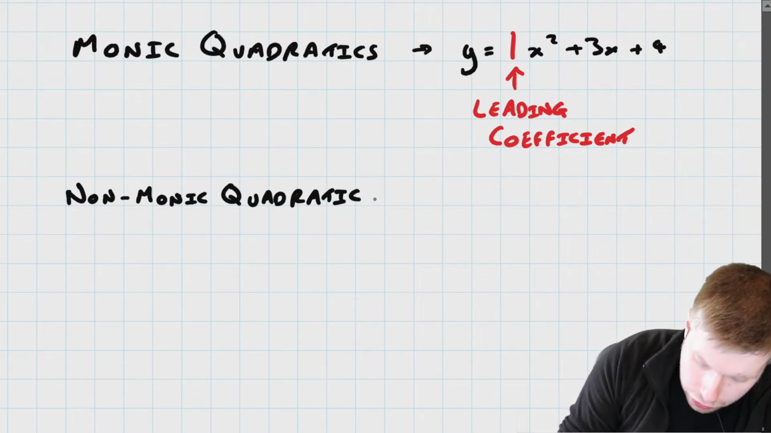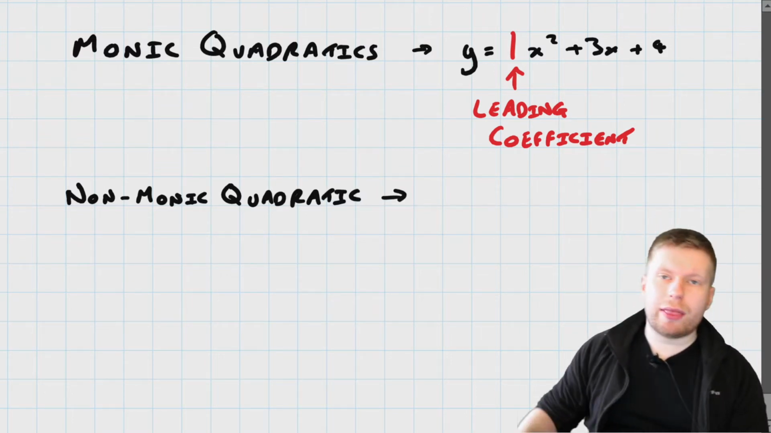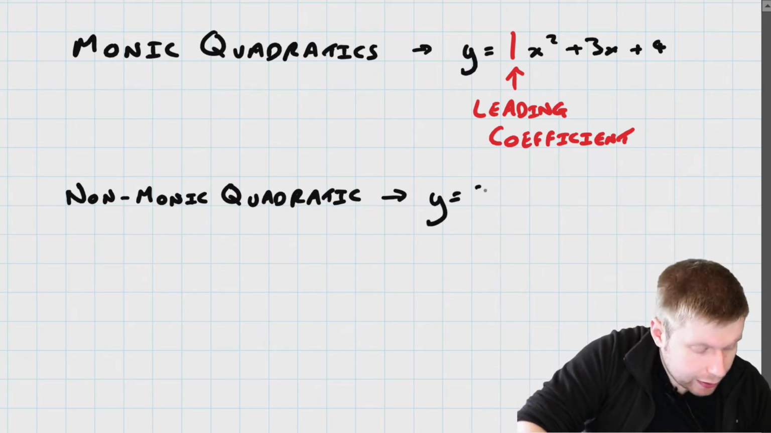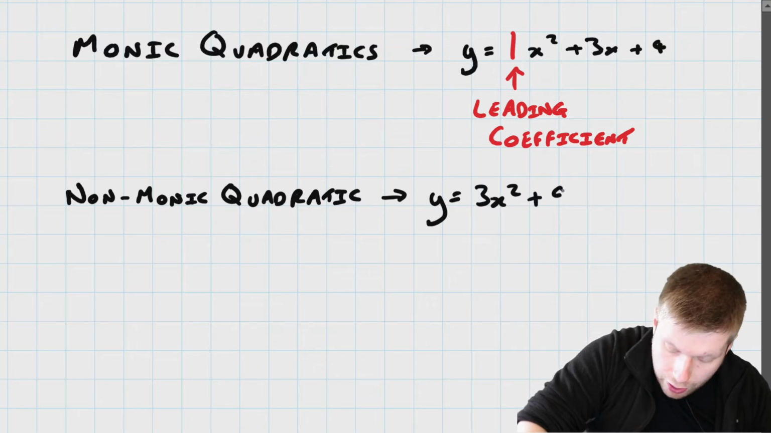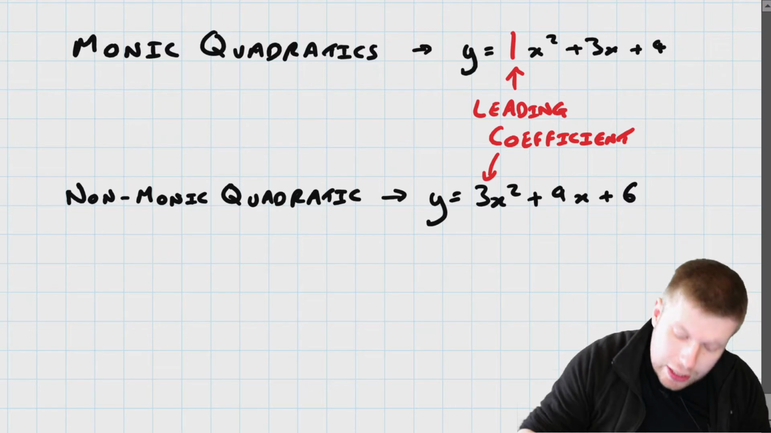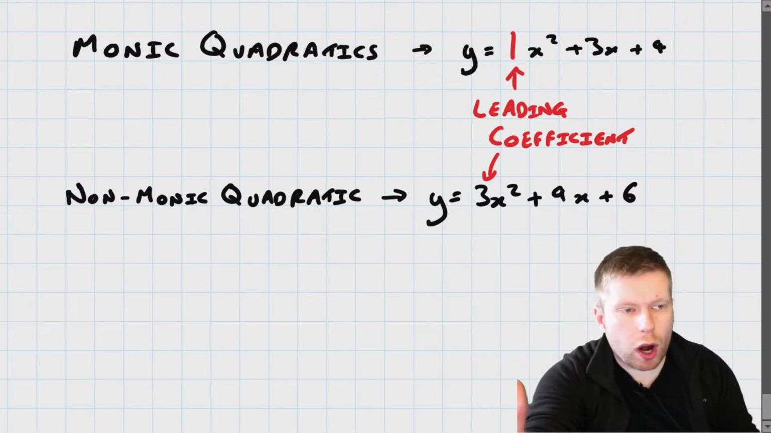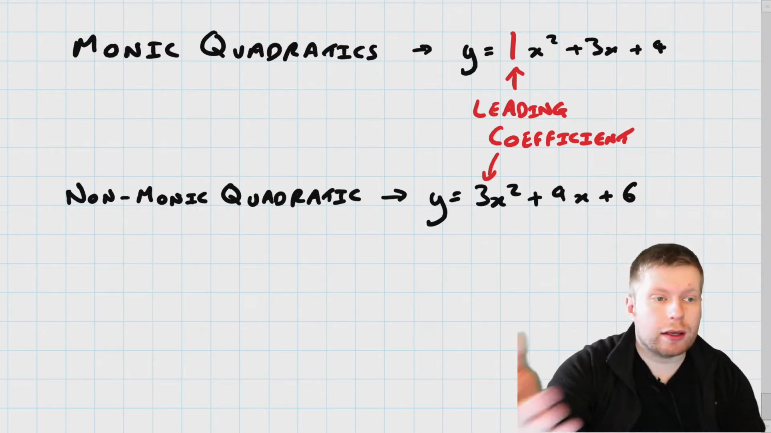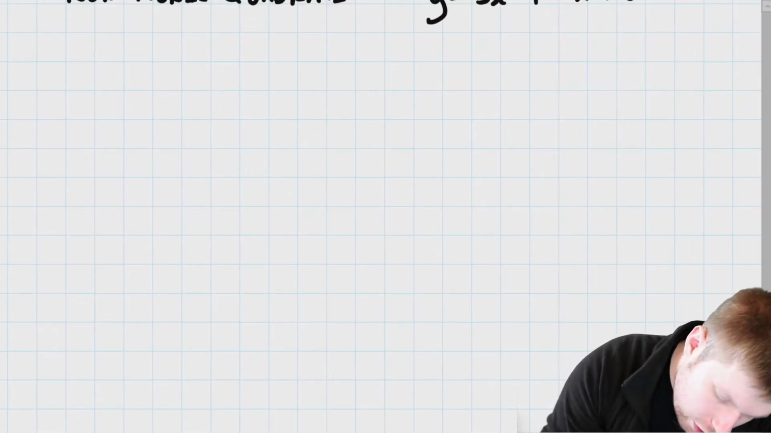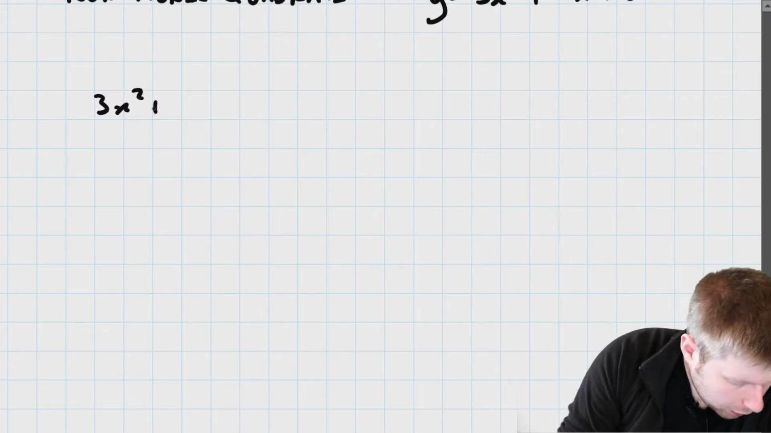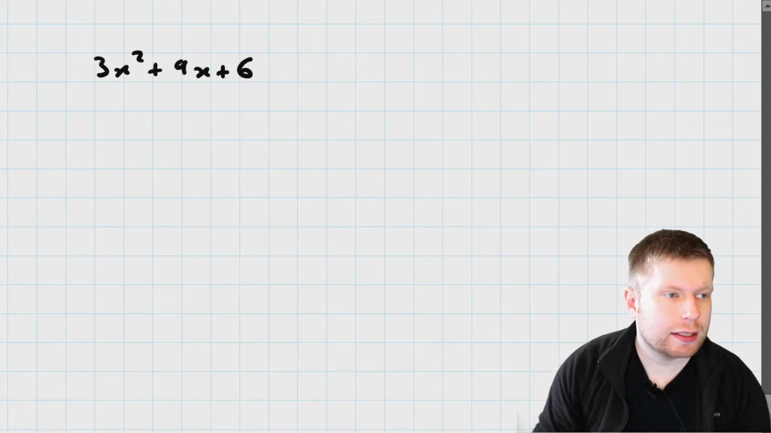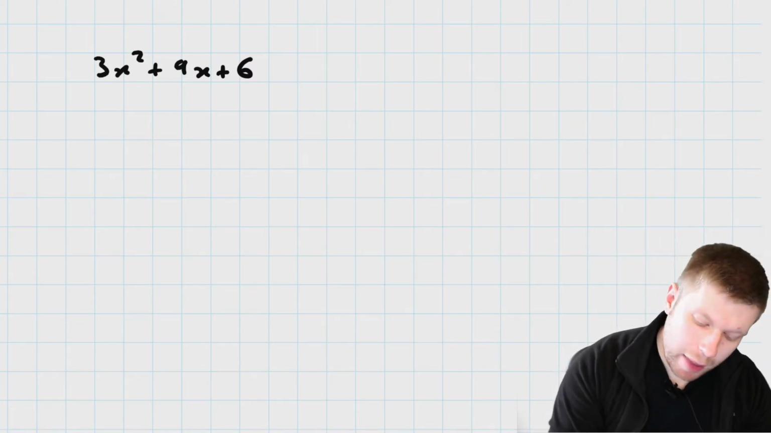Well, if a monic quadratic is where the number in front of the x squared, the leading coefficient, is 1, a non-monic quadratic would be something like this. So 3x squared plus 9x plus 6, okay? You notice here that the leading coefficient is not 1, so mono meaning 1, it's not 1, so it's non-monic. So how do we go about factorizing things like this? If I give you 3x squared plus 9x plus 6, how on earth do we go about factorizing something like this? Well, in this case, it's not a massive deal, okay?